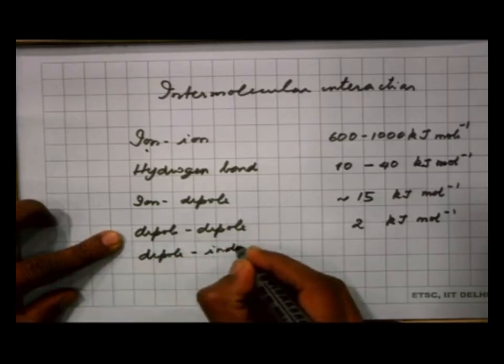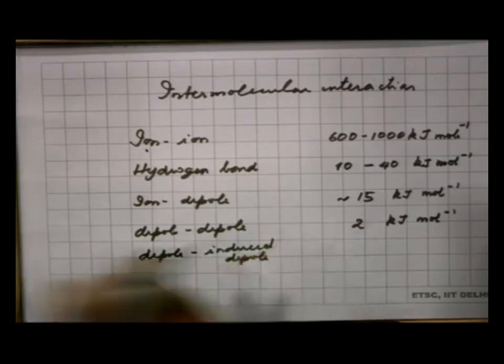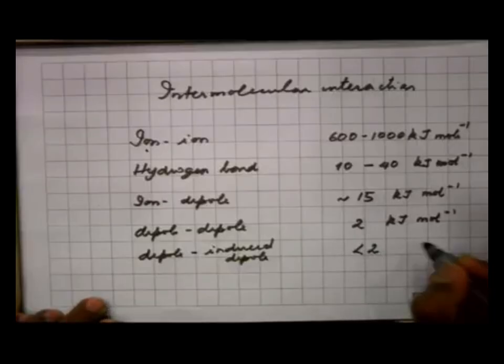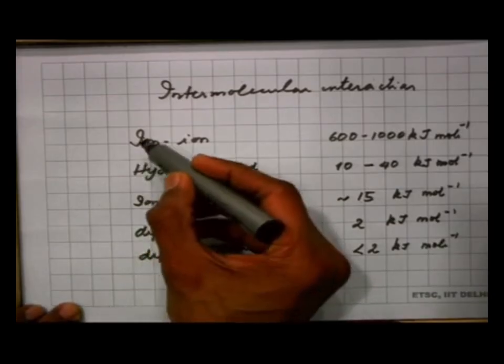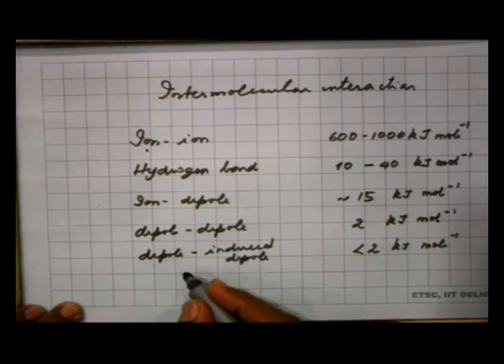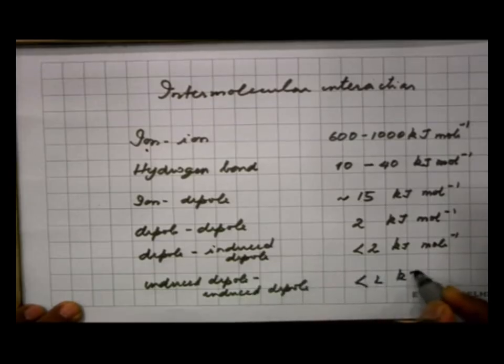After this, we have dipole induced dipole. So, if I have a dipole and it comes near another molecule, it induces a dipole, and this is of the order of less than 2 kilojoules per mole. And last, which is not very difficult to understand. So, I have gone ion, dipole, induced dipole, and the next guess is induced dipole, induced dipole. And this is also very small, but very important.